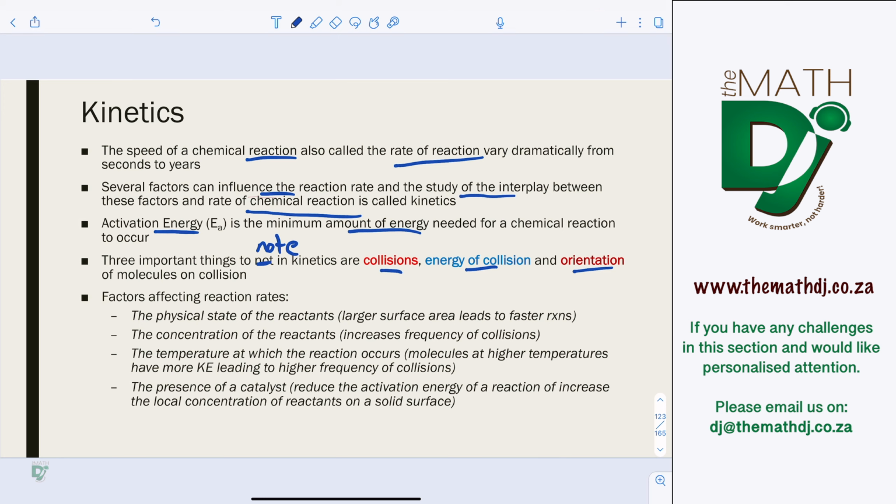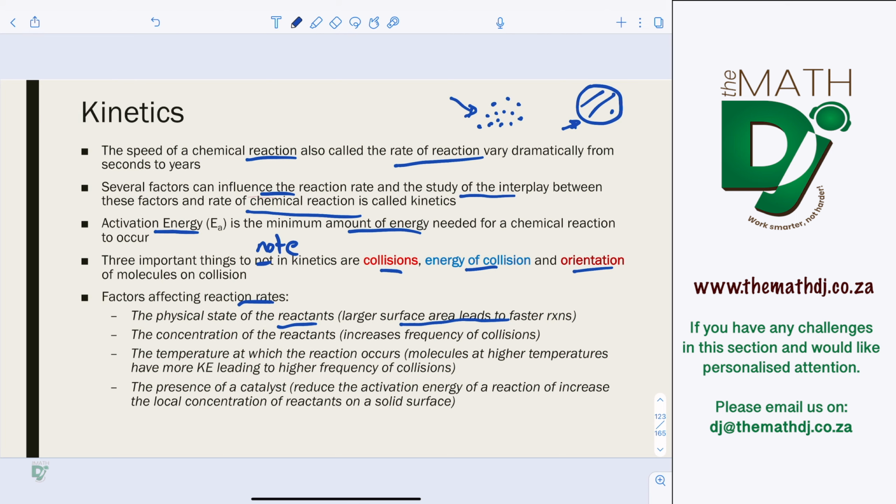So, factors affecting reaction rates. There is the physical state of the reactants. Larger surface area leads to faster reactions. For example, if we have small particles compared to big particles, small particles have a larger surface area as compared to larger particles. So in a fine substance, the rate of reaction will be faster.